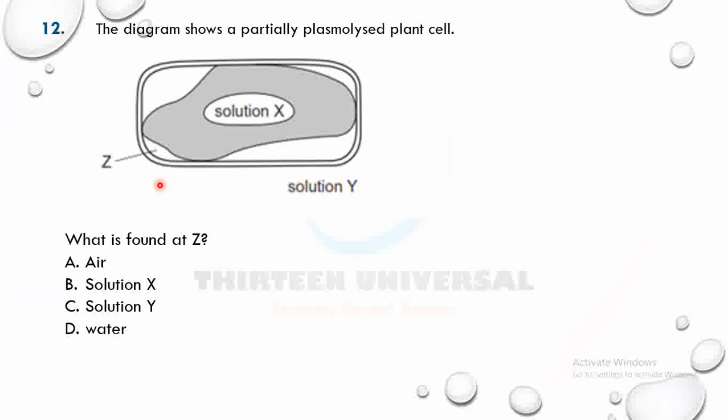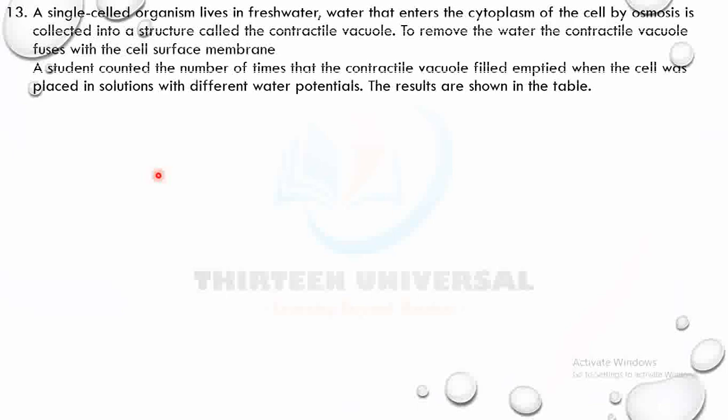Remember that this is the cell membrane withdrawing from the cell wall. This is the cell wall here. When the cell membrane withdraws from the cell wall, the cell wall is fully permeable. So solution Y will enter and fill up this place. So this Z will contain solution Y because the cell wall is fully permeable. Is that okay? So the answer is C. All right.